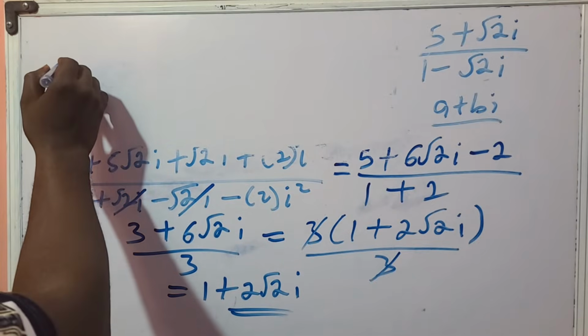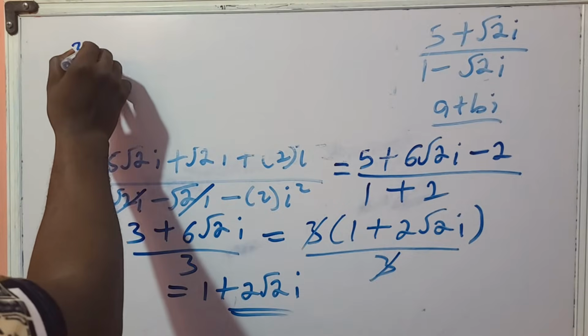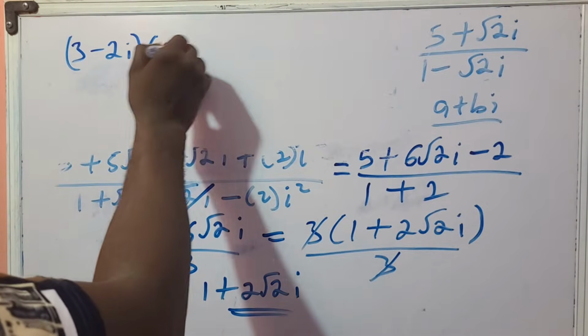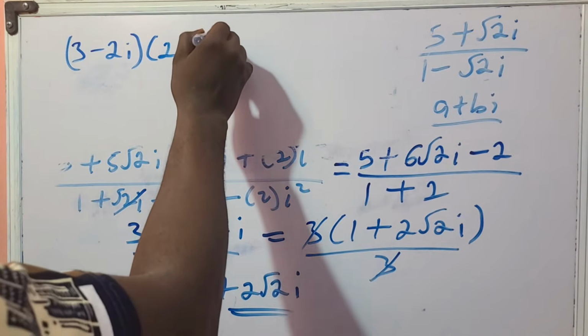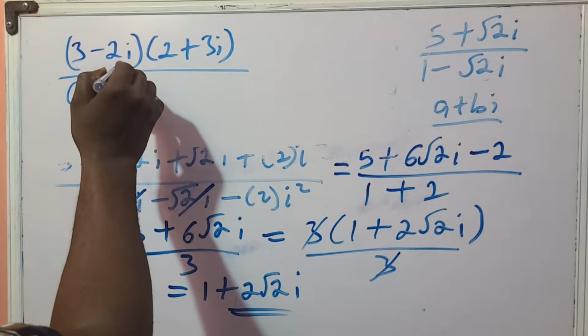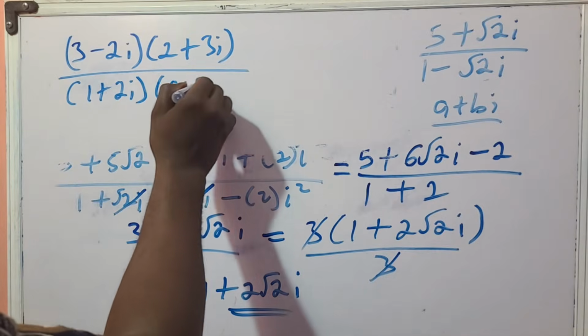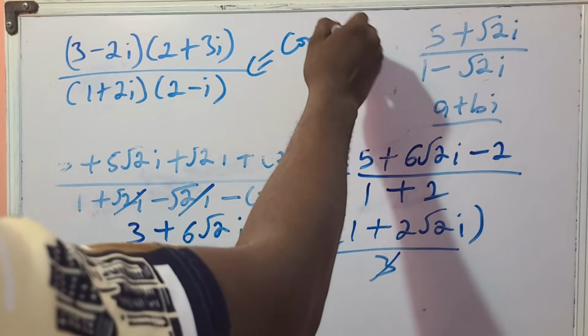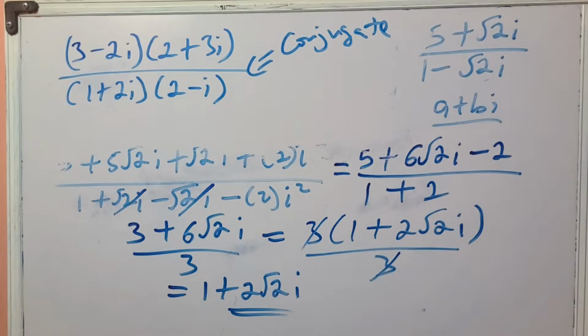You have to find the conjugate of what we have here. 3 minus 2i, and then we have 2 plus 3i, everything over 1 plus 2i and 2 minus i. You have to find the conjugate of this. Please take that down because I'll be cleaning up the board. So you have to find the conjugate of that. All right, so take that question down. We'll be solving it much later if we have the time.